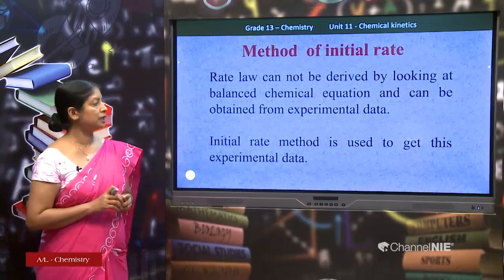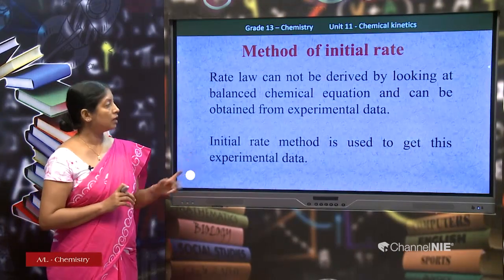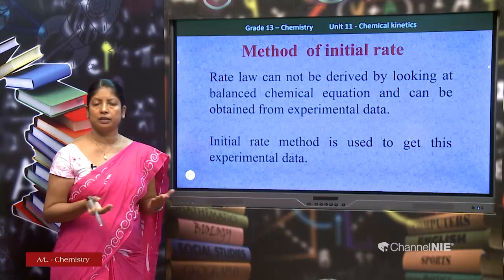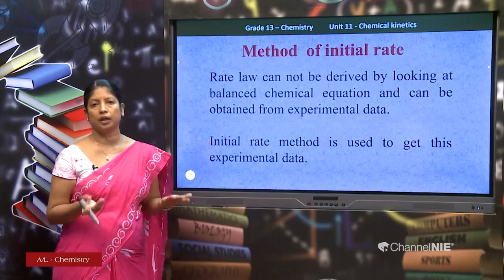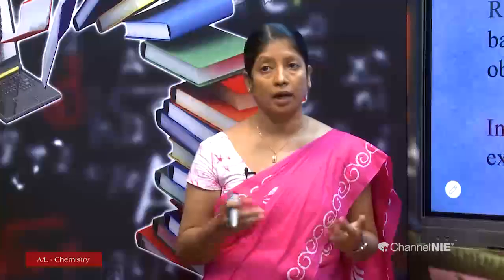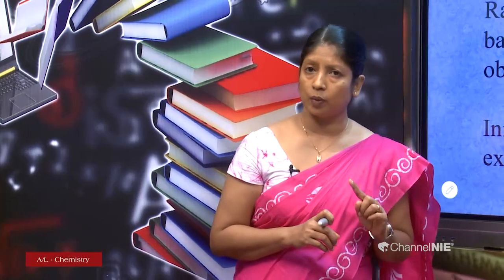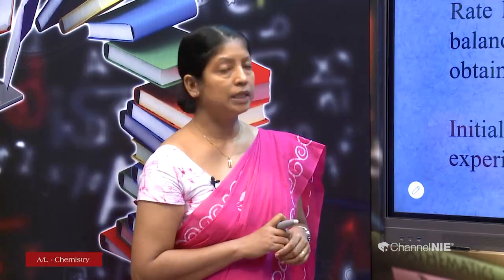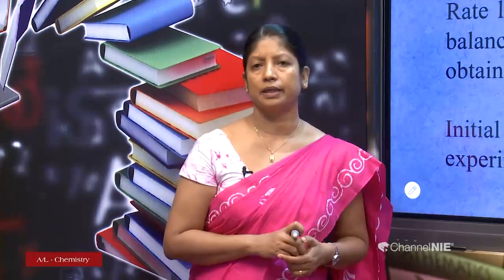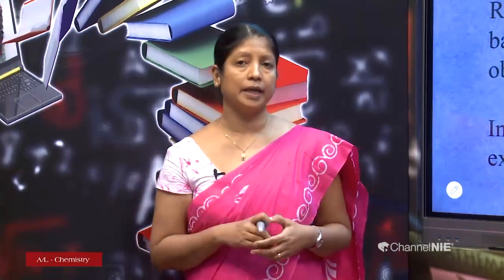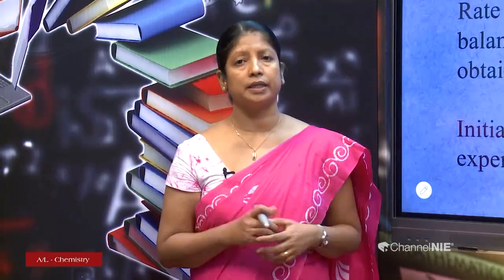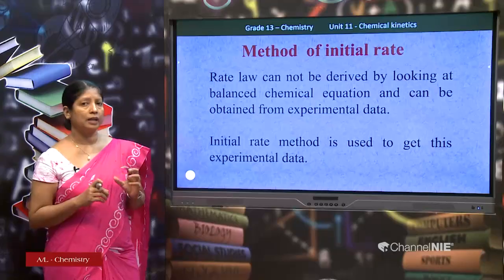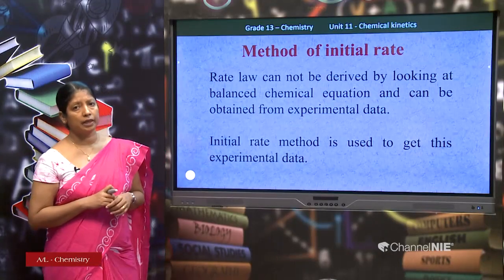So, this initial rate method is really important to get the exact order with respect to each and every reactant. Of course, as we discussed earlier, you can use the average reaction rate or the instantaneous reaction rate to get an idea about the reaction rate. But whenever you want to predict the rate law, we have to go for the initial reaction rate. What is this initial reaction rate? We already discussed it in a previous lesson. Initial reaction rate is the rate of the reaction at the moment you mix the two reactants. At that time, the reaction rate is known as the initial rate.